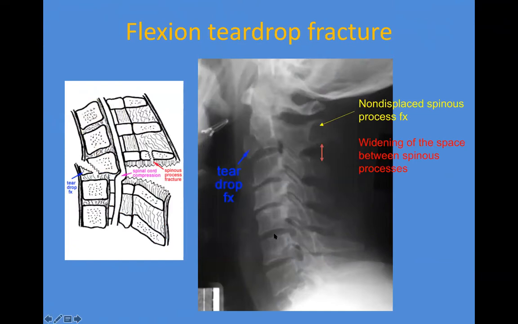On this example, we don't see very well disruption of the posterior vertebral line, but you do see widening of this interspinous space, where the interspinous ligaments would be, and you see a very difficult to visualize non-displaced spinous process fracture right here. Can you see that?